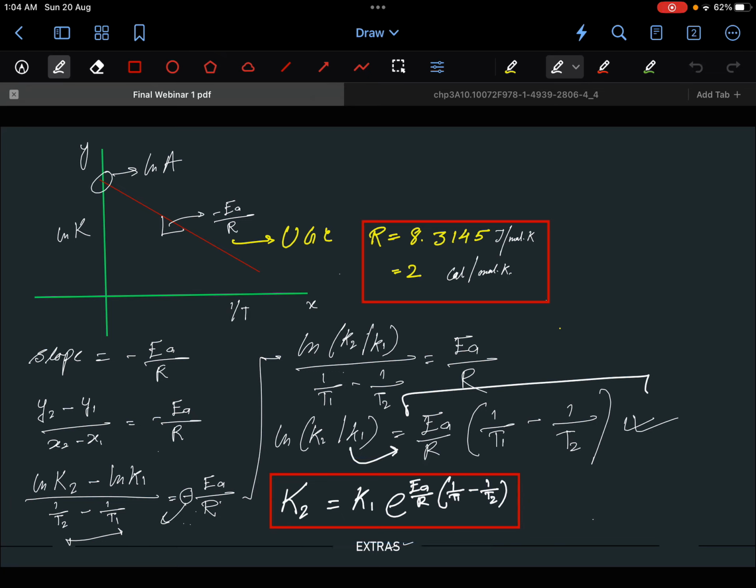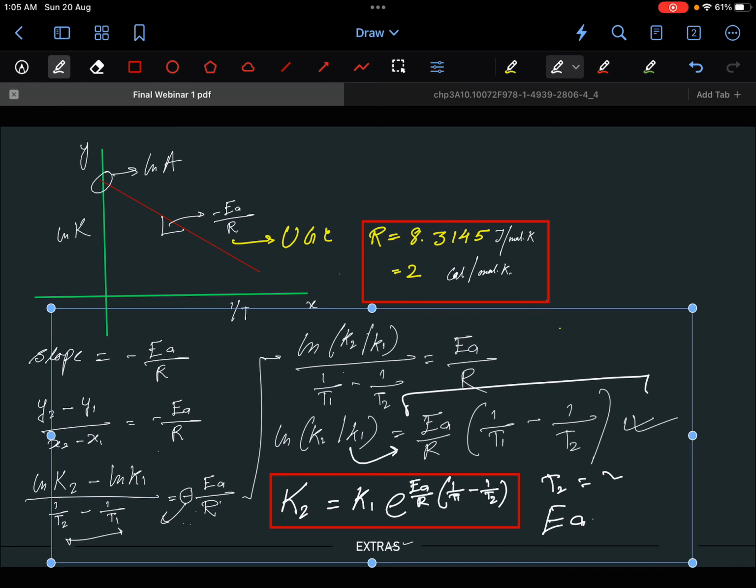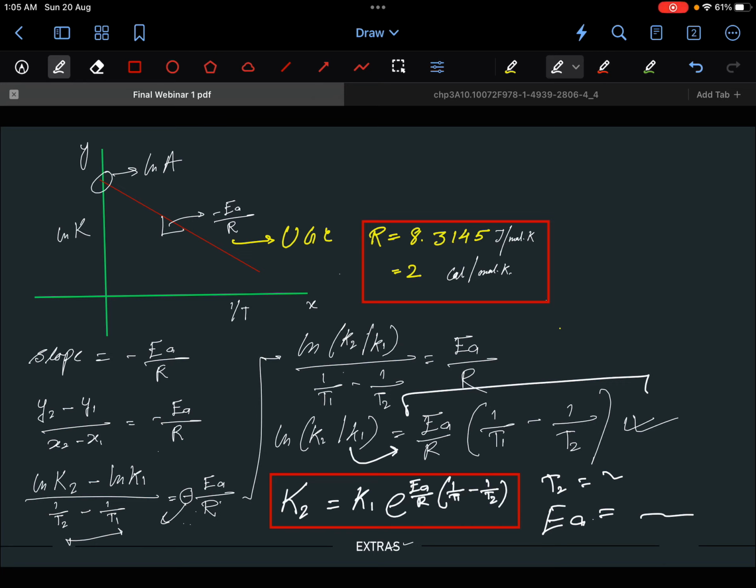This is how you find k2, and you go and just play around with the equation, and you can also find T2 equal to what and Ea equal to what. Just for finding Ea, you have to put this R on that side and bring this denominator to that side, and that is how you find Ea.